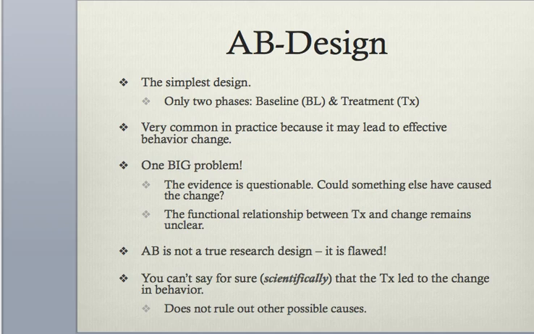So the functional relationship between the treatment and the change that we see remains unclear. We can't be sure that it was the treatment that worked. In fact, the simple AB only design is not a true research design because it's flawed. It doesn't rule out alternative causes for the behavior change. It doesn't rule out confounding variables. You can't say scientifically that it's the treatment that led to the behavior change. It doesn't rule out other possible causes. And so AB designs are flawed and don't provide you with the information that you're really looking for, which is, does the treatment actually work for that client?